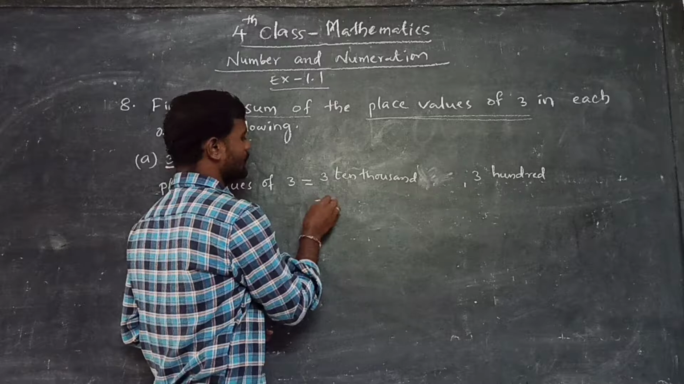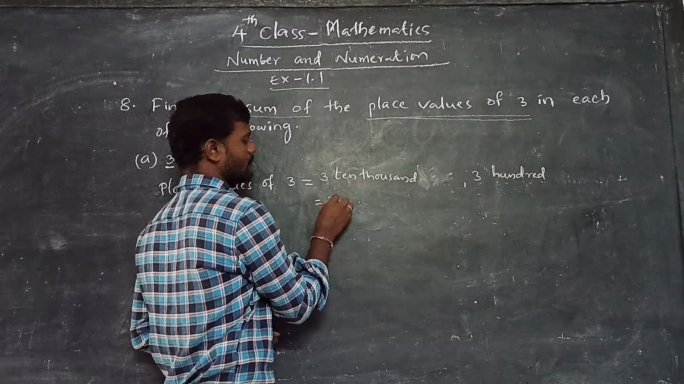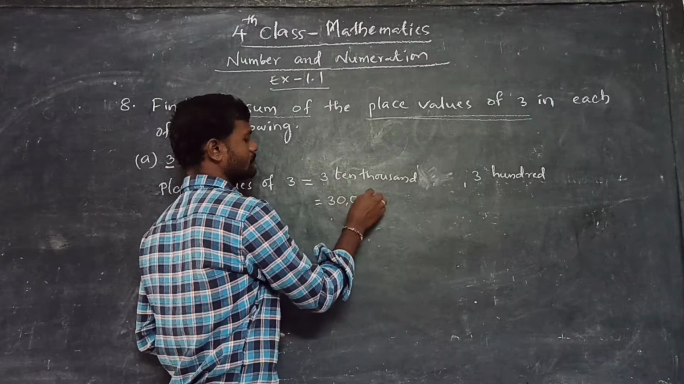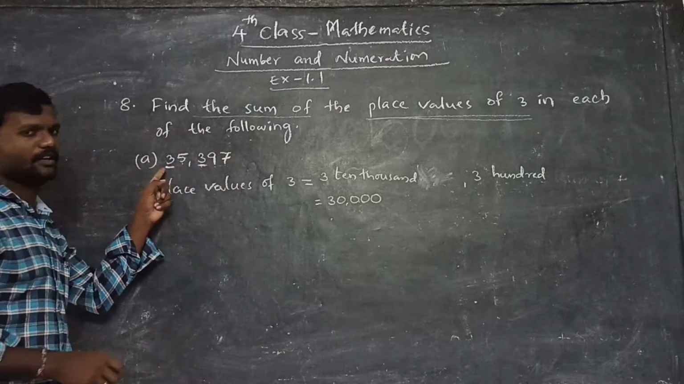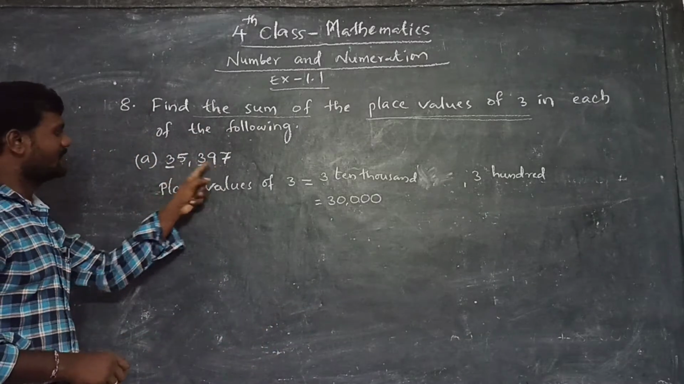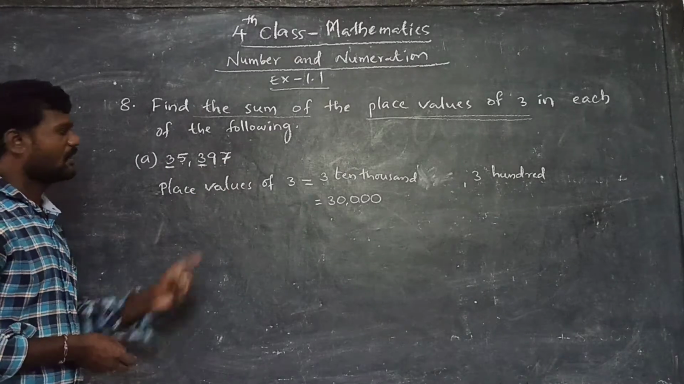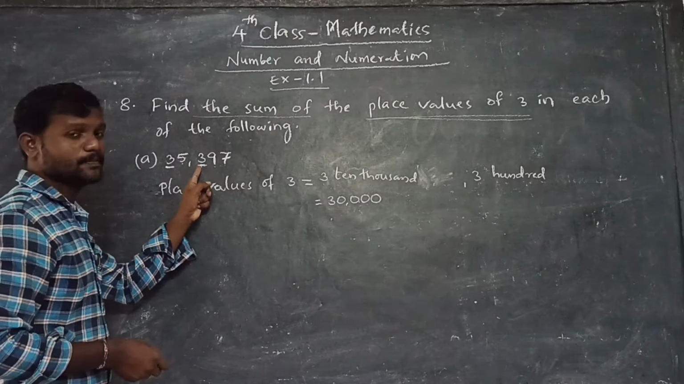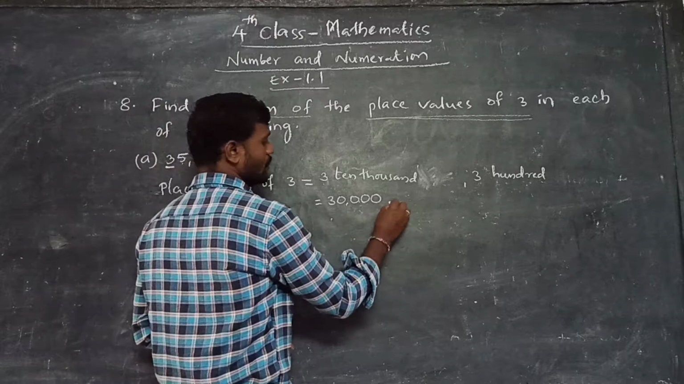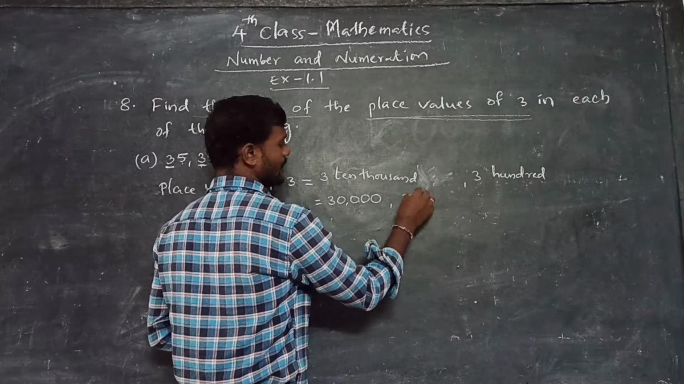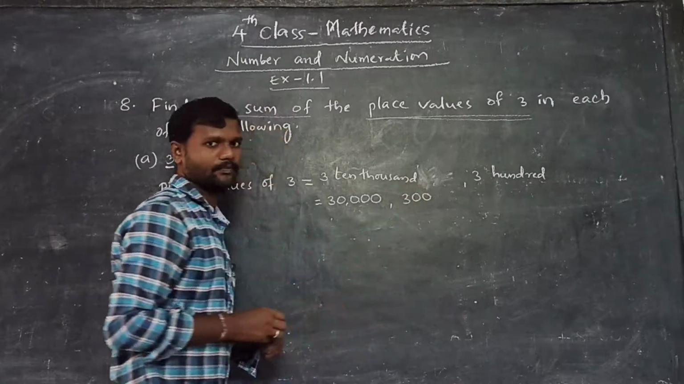So 3 tens. 3 tens how much? 30. So 30,000. It is the place value of the first 3. Why? Because it is in 10,000s place. So its place value is 30,000. And next 3 is in which place? Hundreds place. So the next 3 is in hundreds. That's why 300 is its place value.